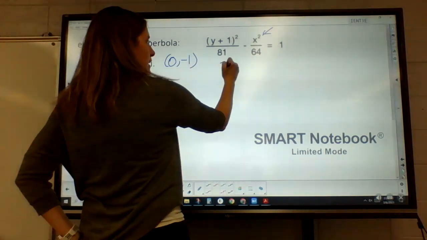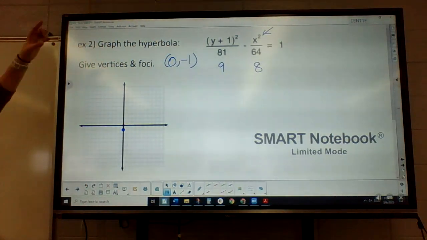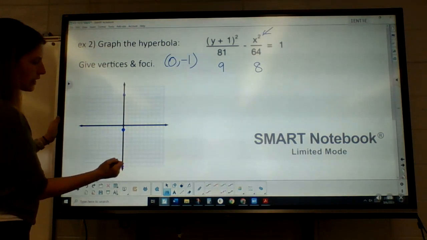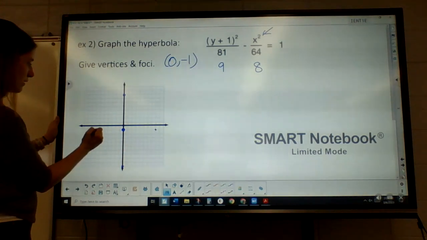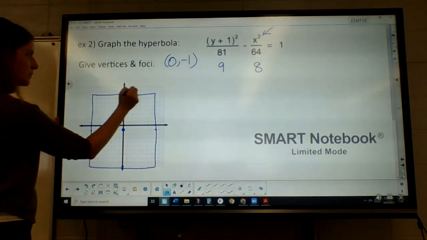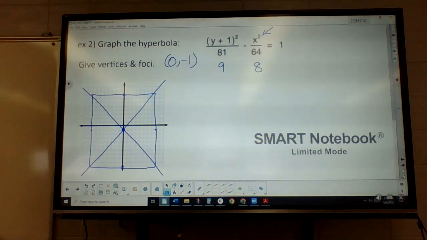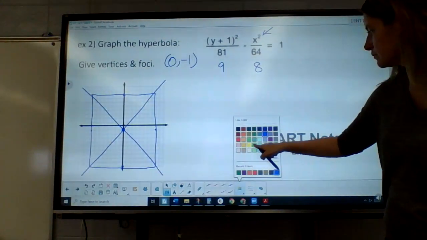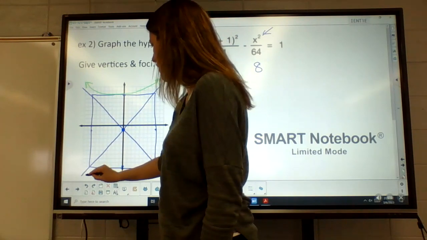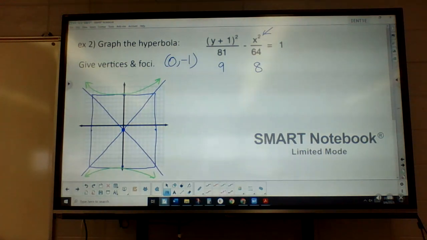Now my A is going to be 9, and my B is going to be 8. So in the y direction, I'm going to go up and down 9. So I'm going up 9 and down 9, and then I'm going out 8. So again, really using a lot of the graph here. And our hyperbola just follows those asymptotes, to show how wide they are. Is it a big wide hyperbola, or is it skinny?